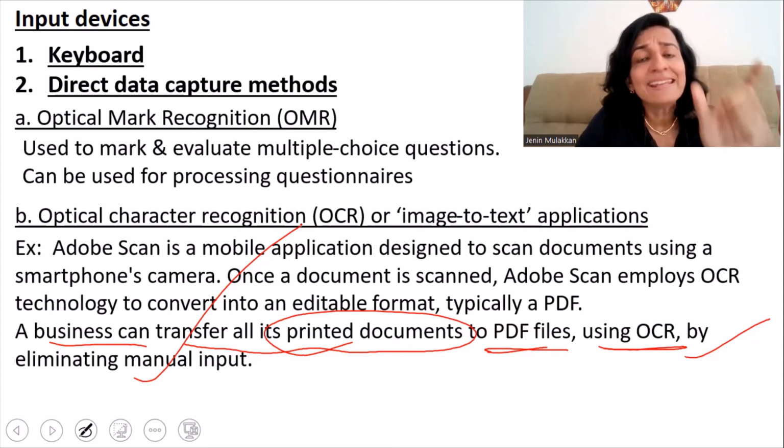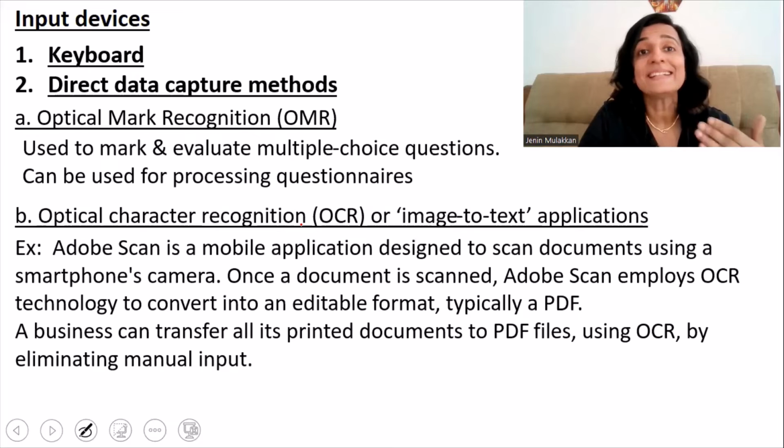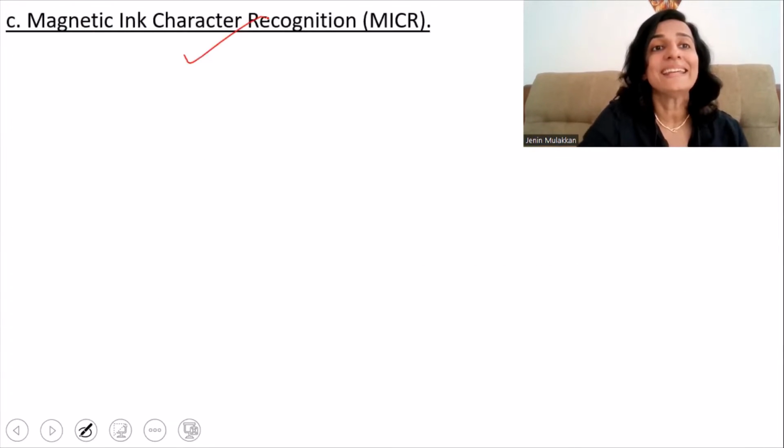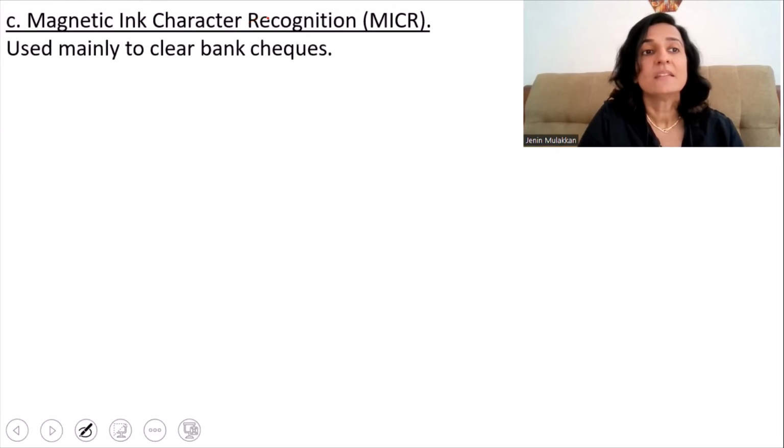They can scan and get it in editable PDF format. So the manual effort is reduced. Now, the next data capture method is magnetic ink character recognition, or MICR. This is used mainly to clear bank checks.